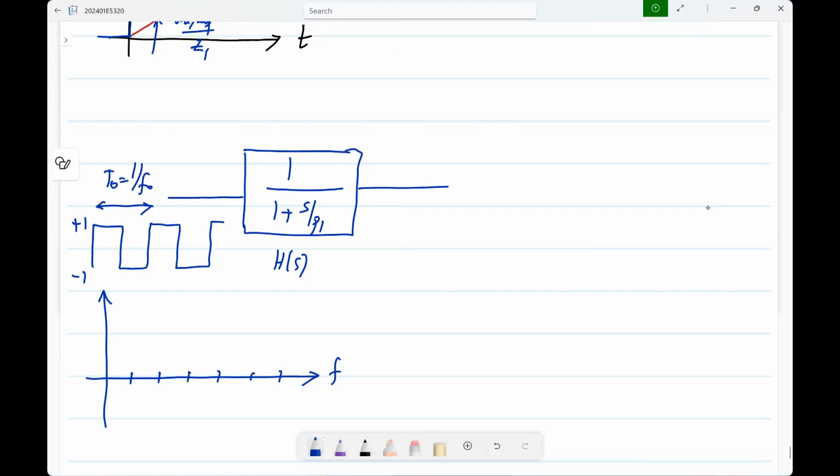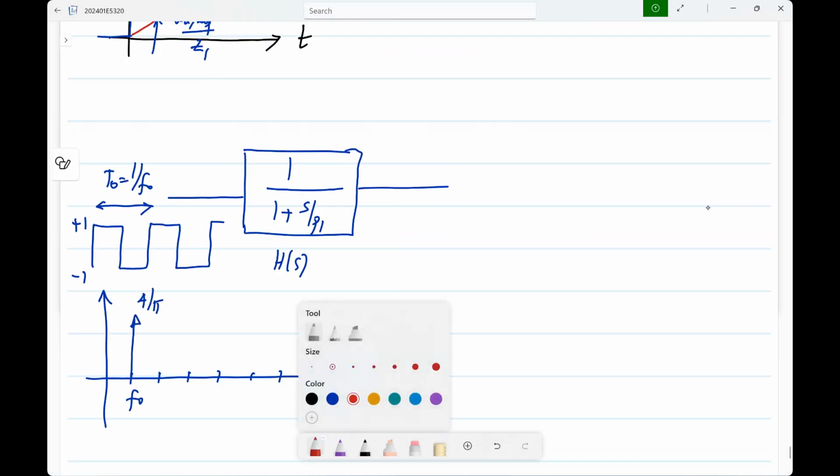Right. So what will be the component? What is the first component? Where will it be? So it will be at f naught. And what is the strength of that impulse? 4 by pi. Okay, this is something worthwhile remembering.